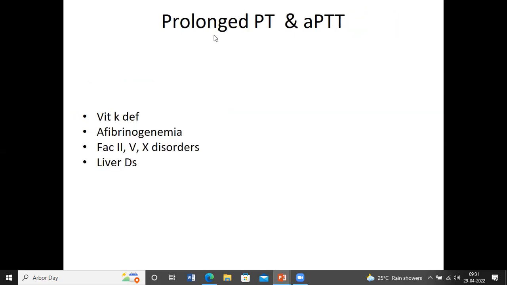What if both PT and aPTT are raised? This is seen in conditions like vitamin K deficiency hemorrhage, resulting from deficiency of factors 2, 7, 9, and 10. It can be seen also in afibrinogenemia, factor 2, 5, and 10 disorders, and liver disease, which fails to produce clotting factors.